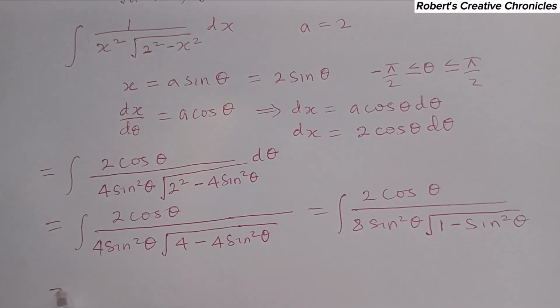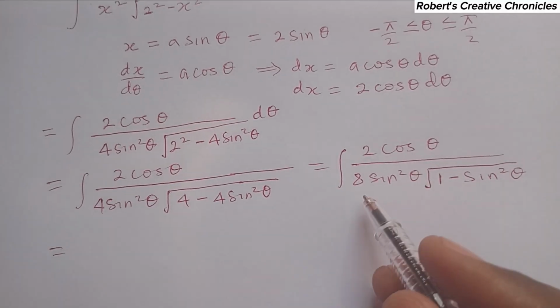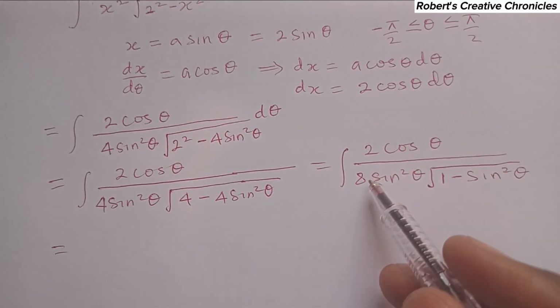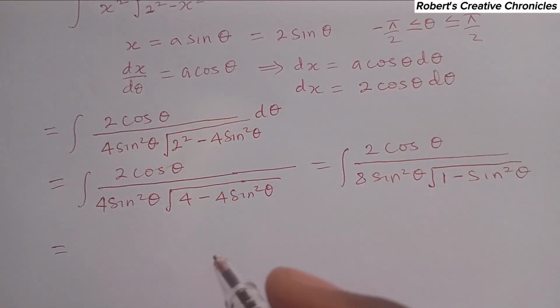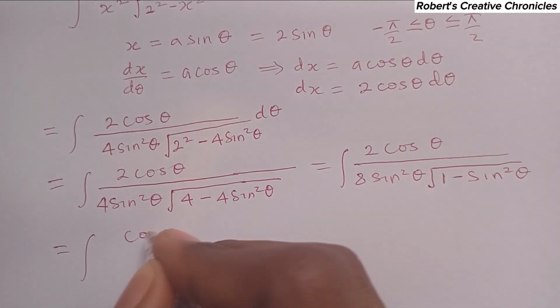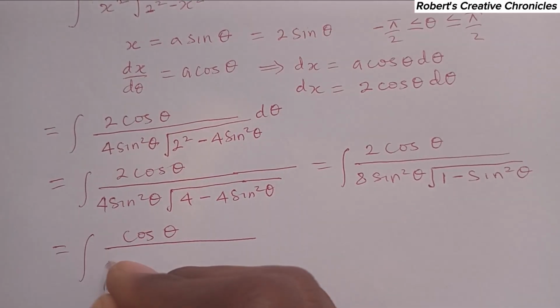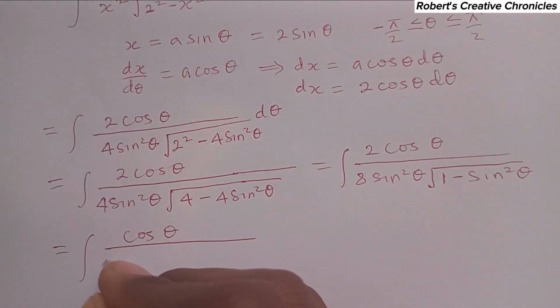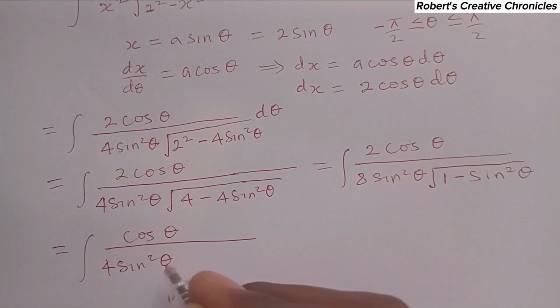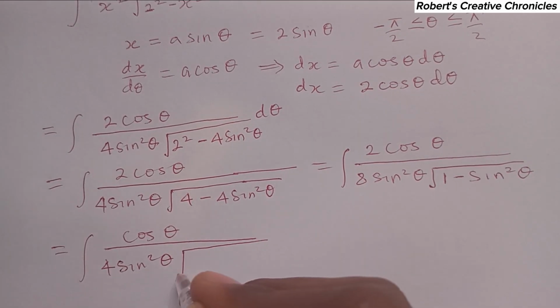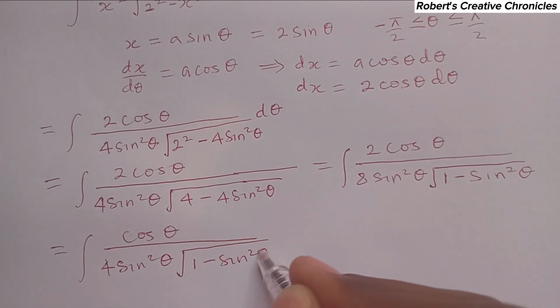So now this will become what? 2 divided by 8. So when 2 enter 8 4 times, it will become cos theta over 4 sine squared theta times 1 minus sine squared theta.